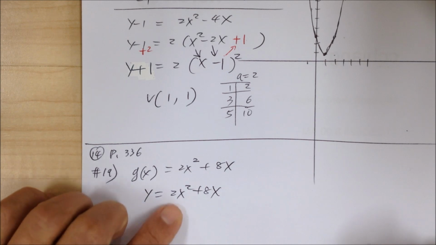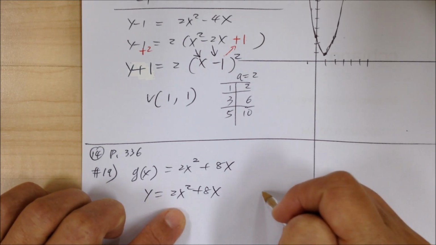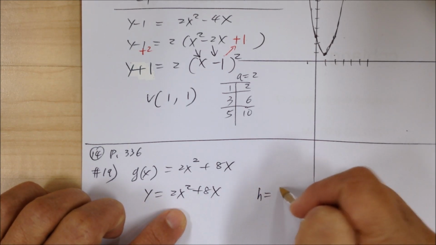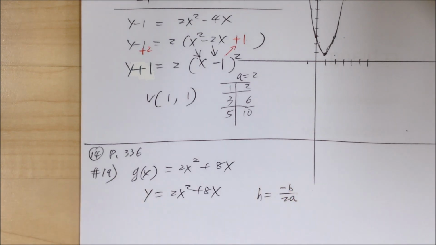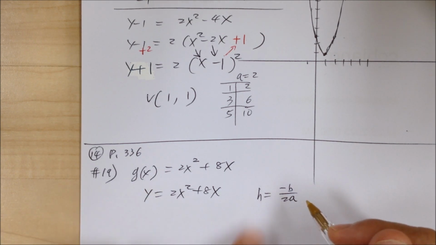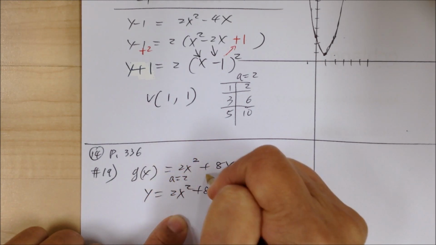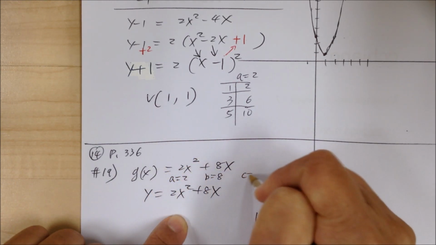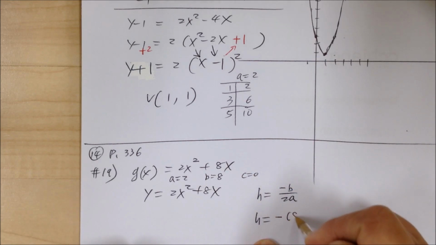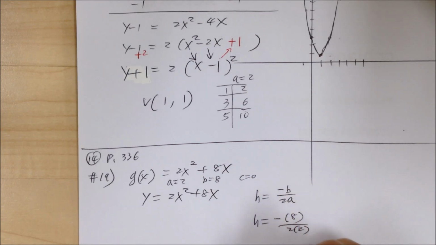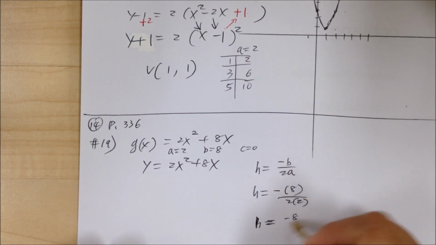Okay, the quickest way is to use h equal to -b over 2a. That would be the fastest way to do it. And then from here you can substitute to find k. So a equal to 2, b equal to 8, c equal to 0, right? So it'd be -8 over 2 times 2. So h will equal -8 over 4. So h will equal -2.